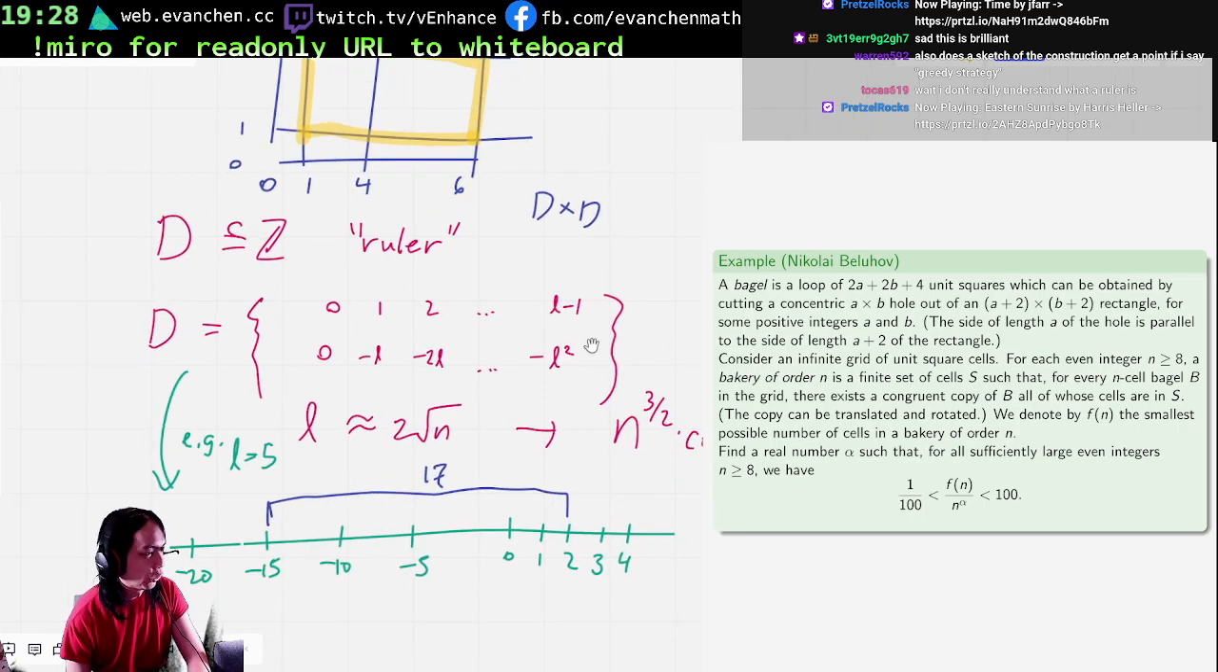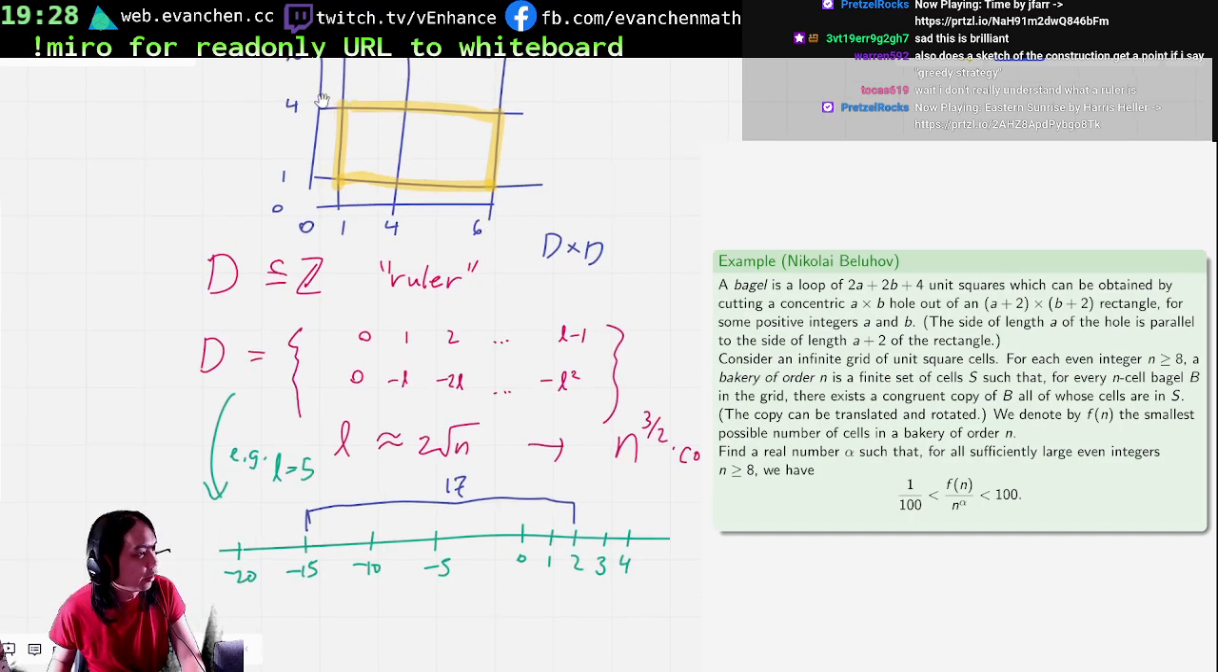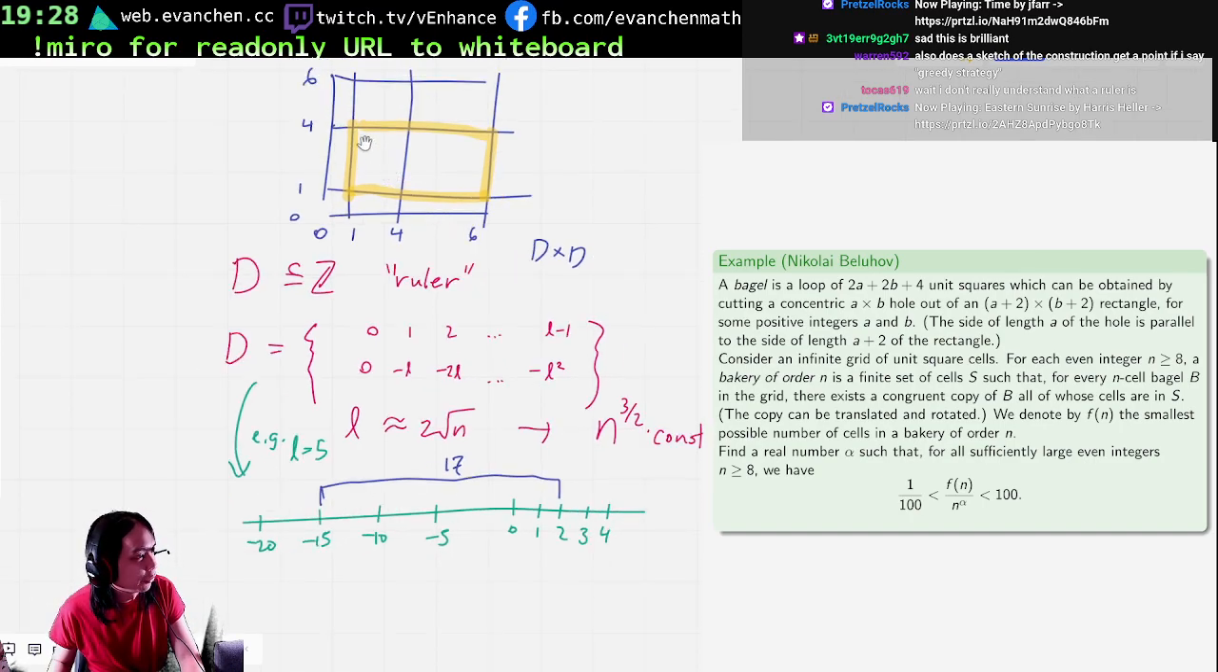So that's what a ruler is. It is a set of marks such that you can measure any length between 0 and n. That's good enough. And if you take a ruler and then build a construction like this, then this will let you build any bagel, because you just... In fact, it lets you build an a by b bagel for any a and b less than or equal to n. So that's a ruler.